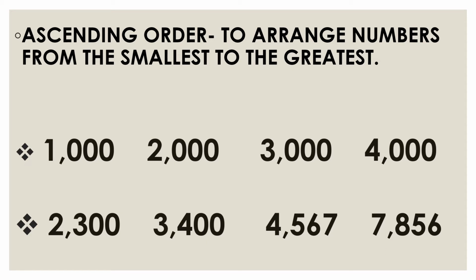2300, then we have 3400, then 4567, and then 7856. So we have gone from the smallest number, which is 2300, to the greatest number, which is 7856.